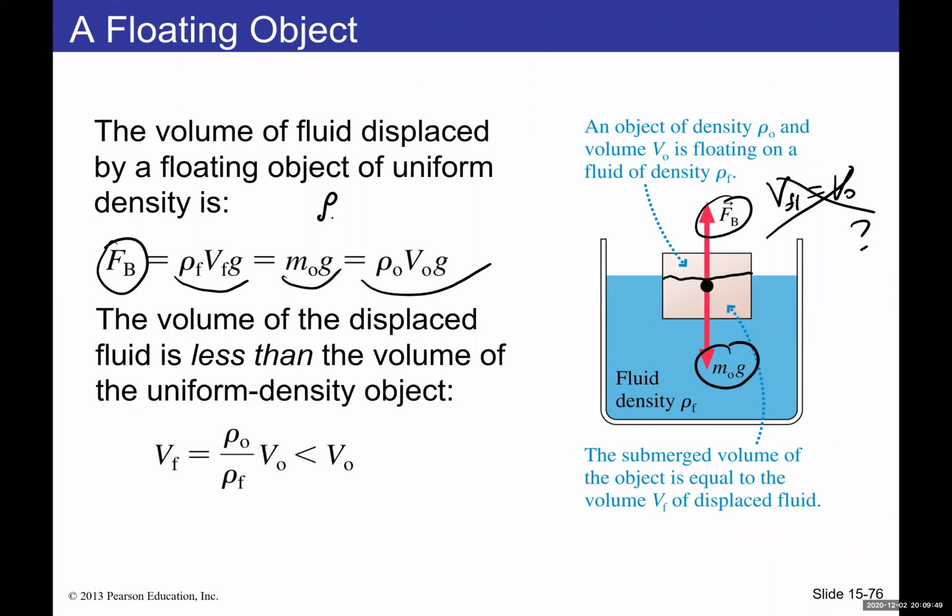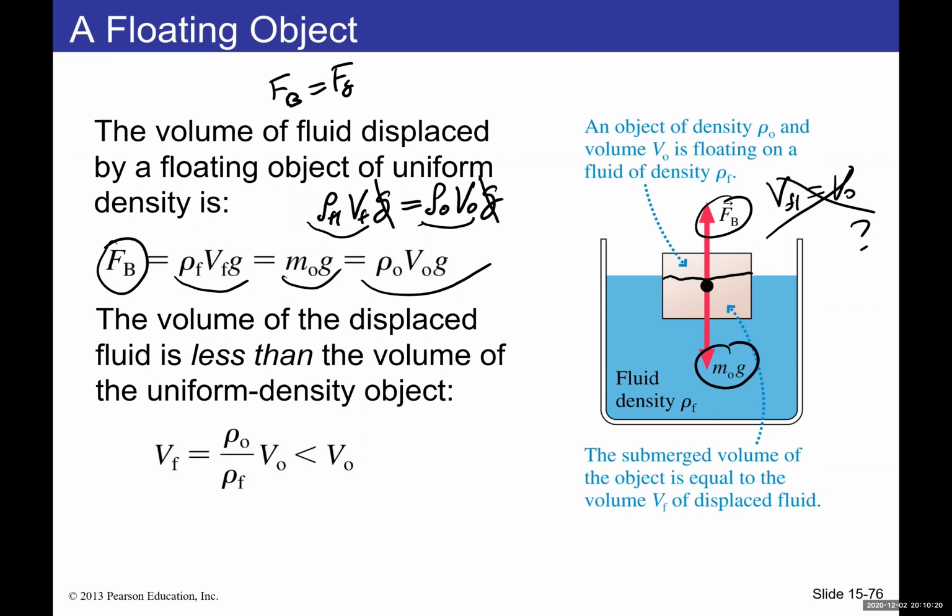That means the density of the fluid times the volume of the fluid times g equals the density of the object times the volume of the object times g, which is basically saying the buoyant force is equal to the gravitational force, but rewriting everything in terms of densities and volumes. From here, we can cancel the g from both sides, and then the product of density and volume of the fluid equals the product of density and volume of the object.